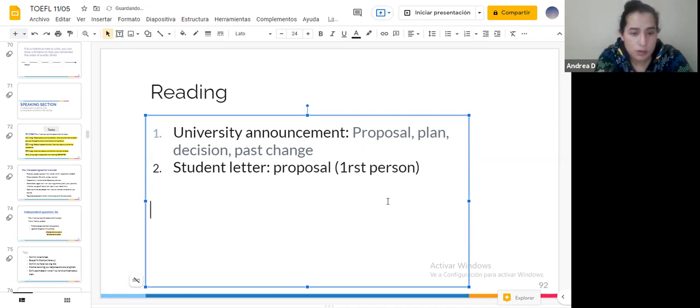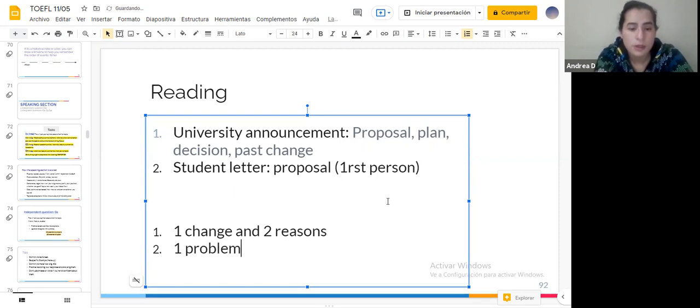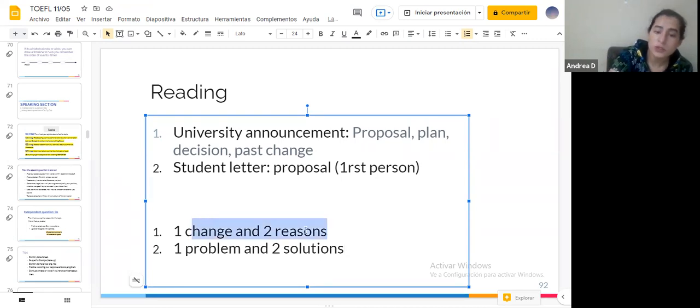Okay, so it could be a change, one change and two reasons, or it could be a problem, one problem and two solutions. Okay, so those are all the options you got. Could be a university announcement, a student letter, and you could have one change and two reasons, the most common one, or one problem and two solutions.